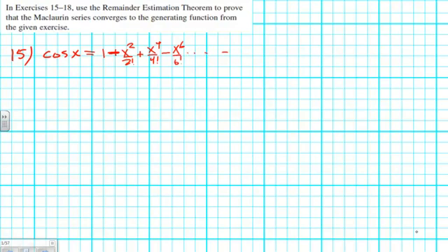All right. So what we'll need to do is recognize that going out n terms, we get a partial sum S sub n, and that the remaining terms represent R sub n, the remainder.